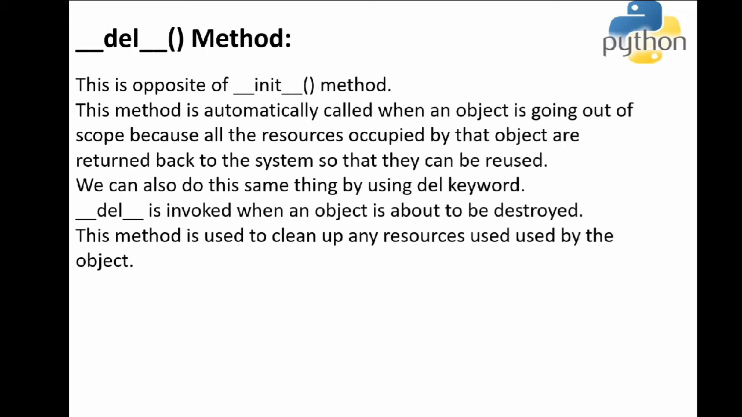In that case, the default internal init method will be called, which will do nothing. But specifically, if you want to do any initializations, you will give the init method. So the init method is used to initialize the variables, or instance variables, or object variables. So this is what we have seen.